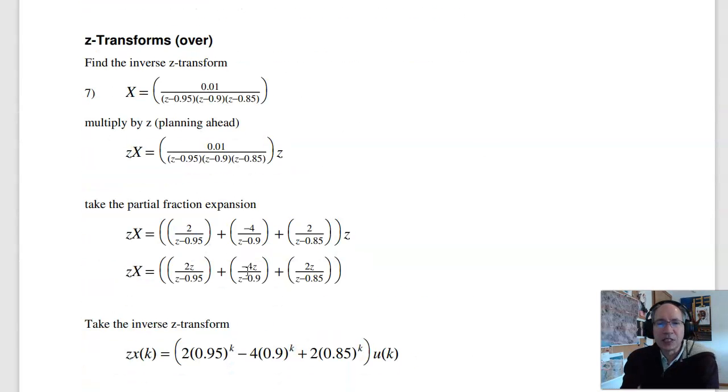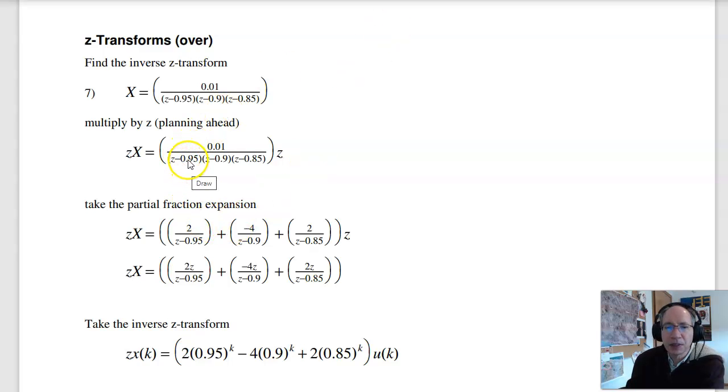So much for dice. Problem 7 is a z-transform. Find the inverse z-transform of this. One trick is multiply both sides by z, because I'm going to want a z in the numerator. Do partial fraction expansion, and this uses the cover-up method. So to find the term over 0.95, I cover up the 0.95, evaluate at 0.95, and I get 2.